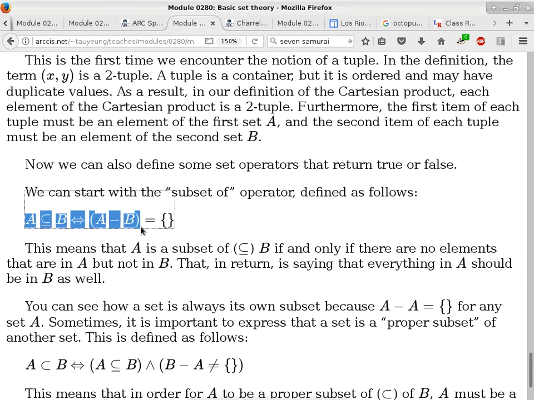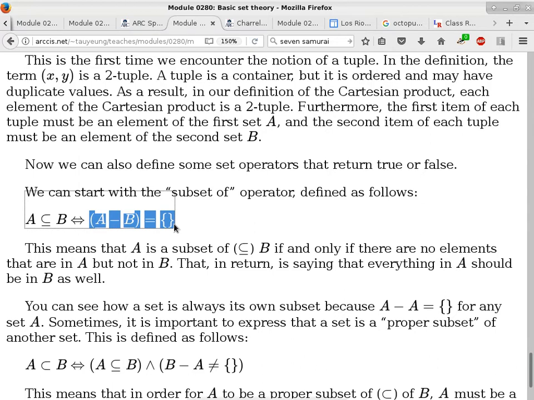Okay, so we are talking about subset at this point. Now, let's focus on something that we already know. Forget about the subset notation and focus on the part that is currently highlighted. A minus B is an empty set. In other words, we do not find anything that is only in A but not in B. That is the definition of A being a subset of B.